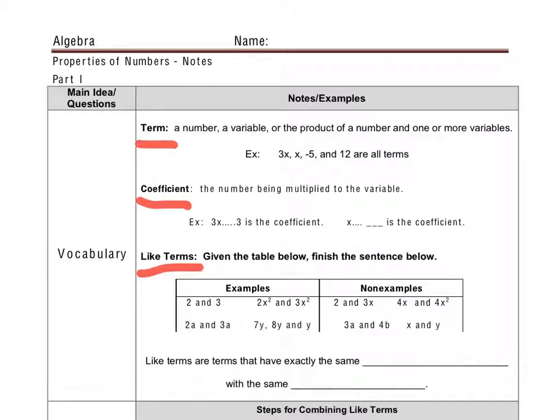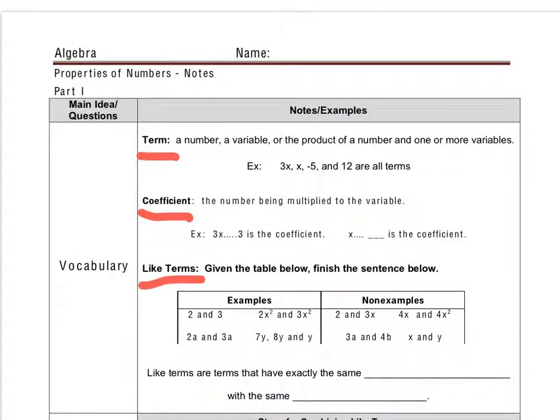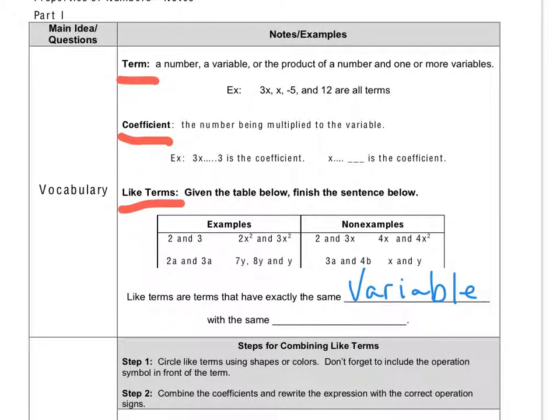Coefficient actually refers to the number in front of the variable. So when you have a term, whatever the number is called the coefficient. And we're going to use this when we use the words like terms. What we're looking for in like terms are terms that have exactly the same variable and they also have exactly the same exponent.